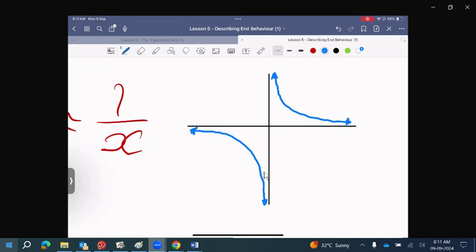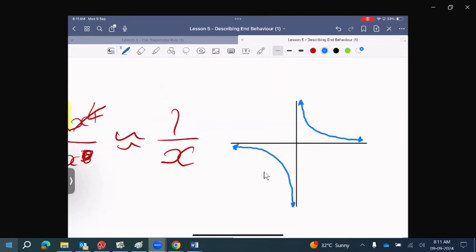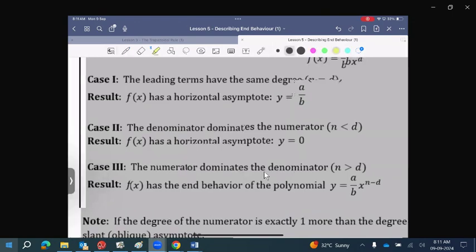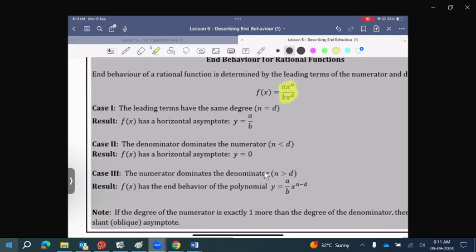So as we go towards positive infinity, what will this approach? 0. As we go to negative infinity, what will this function approach? 0. This is case 2. So if we have this as our rational function, we have n in the numerator as the exponent and d as the exponent in the denominator. If n is less than d, as it was in this case, then the horizontal asymptote is y equals 0.